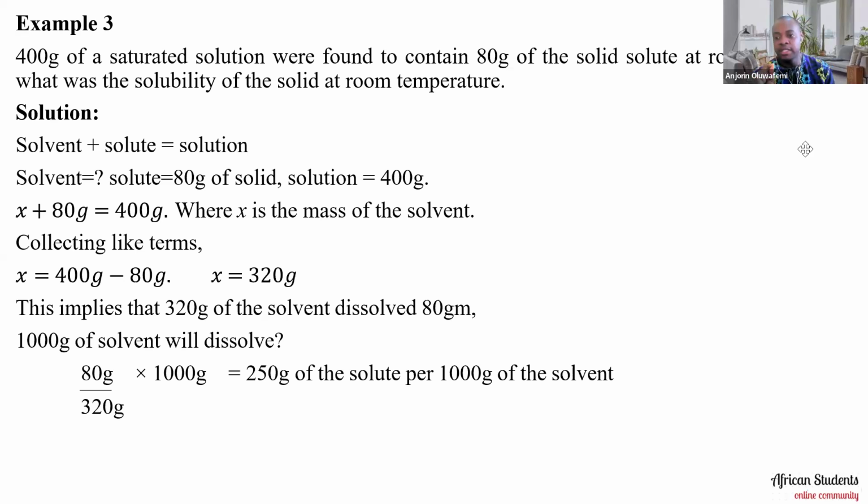Now, this implies that 320 grams of the solvent dissolved 80 grams. Now, the question is 1,000 grams. What will 1,000 grams of the solvent dissolve? 1,000 grams of the solvent will dissolve 80 grams divided by 320 multiplied by 1,000 grams. And that will give us 250 grams of the solute per 1,000 grams of the solvent. Okay, all right. So that is concerning that.